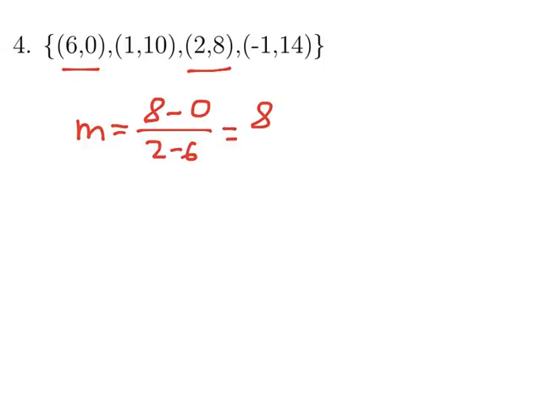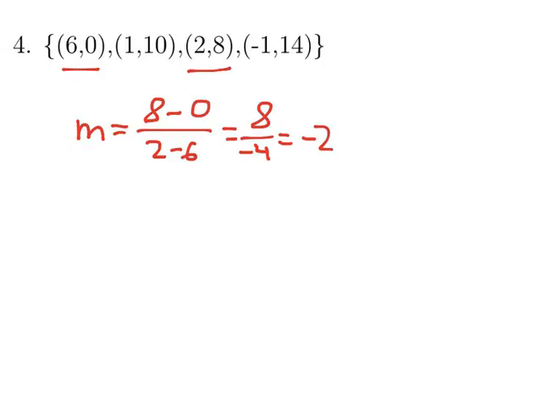Now for number 4, I have a set of coordinate points. So I can just find the slope by picking any 2 of these points, let's say these, and putting them together. So the y values are 8 and 0. So the slope is going to be 8 minus 0 divided by 2 minus 6. And this is going to be 8 divided by negative 4, or negative 2.